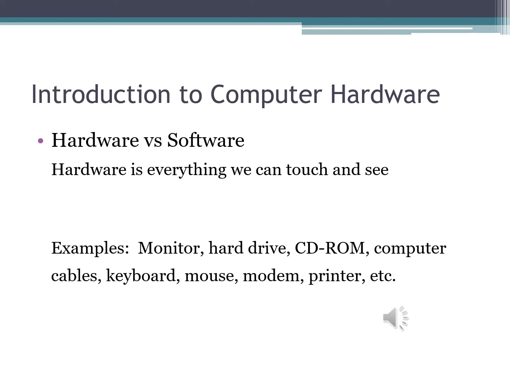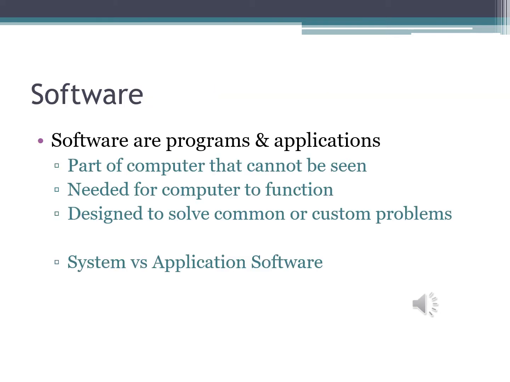Hardware versus software. Hardware is everything we can touch and see. Examples: monitor, hard drive, CD-ROM, computer cables, keyboard, mouse, modem, printer, etc. Software are programs and applications, the part of the computer that cannot be seen, needed for the computer to function, designed to solve common or custom problems. System versus application.